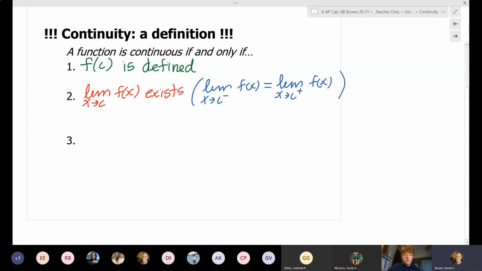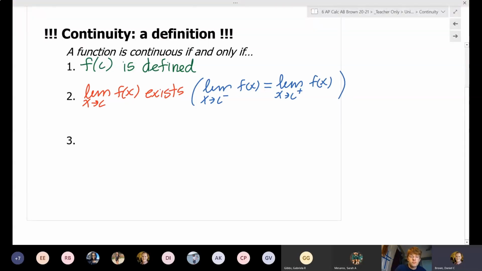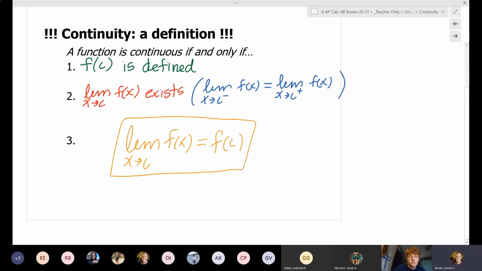And then 3 combines your 1 and 2. For it to be continuous, the limit has to exist. And whatever that limit is, it has to be equal to the value. When you see this statement in this class, that statement means the function is continuous at C. To put this statement into words is basically saying that the limit is equal to the value at some x value of C. So visually, what does that mean?